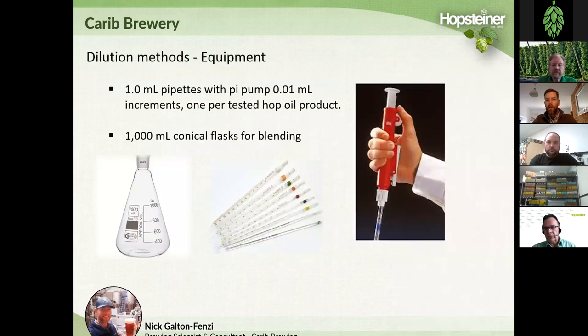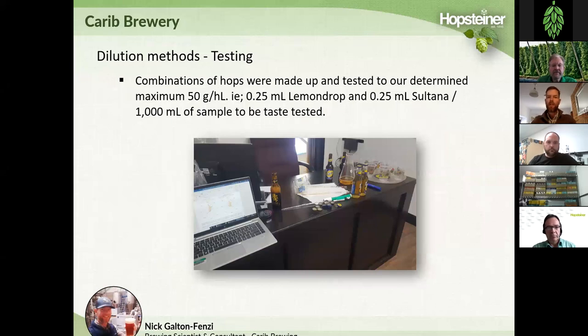So the equipment that we were using was a 1 mL pipette with a pipette pump, 0.1 mL increments, and 1 liter conical flasks for our tasting trials. You can go to the next slide. The combinations were made up using the dual different types as well. So we're looking at 50 grams per hectolitre, which is 0.25 mil and 0.25 mil of the Lemon Drop Sultana combination.